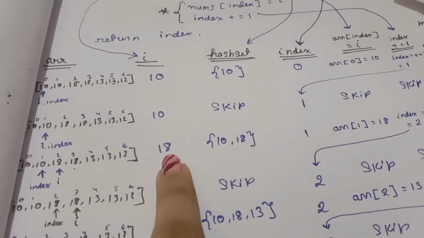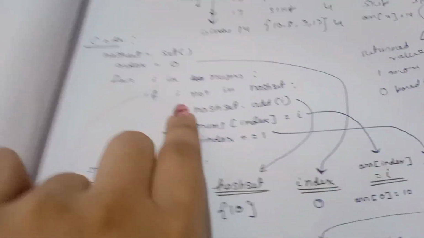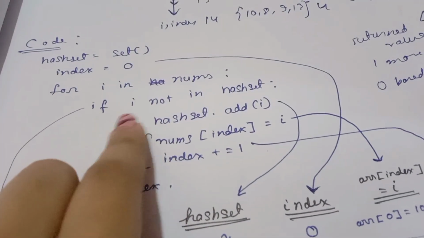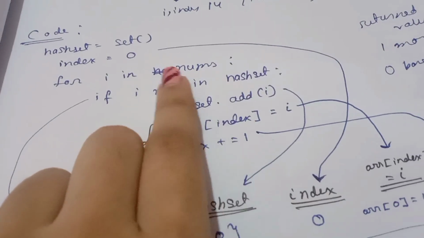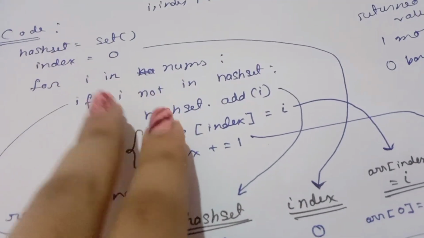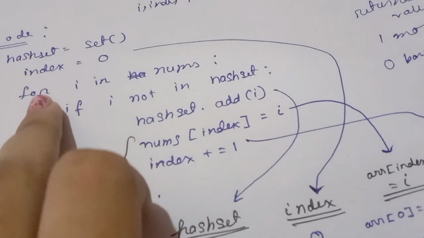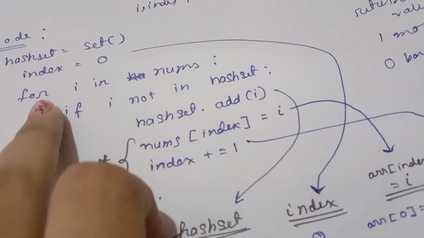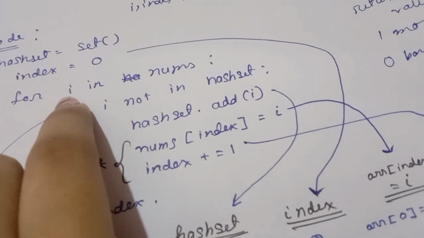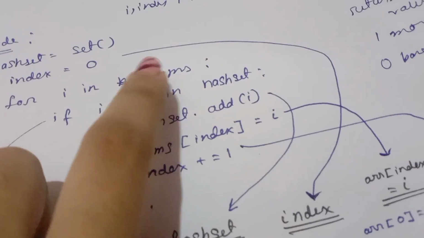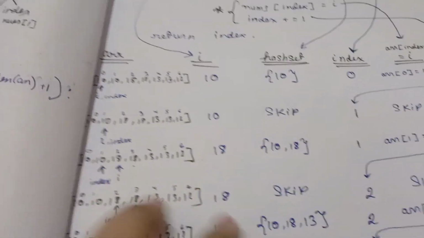So 18 is the element, and one can ask why I is the element. In this case we are not using any range function. If in a for loop we are using any kind of range function, in that case we are getting the indexes. But here, as we are just using for I in nums, I will directly indicate the elements in the nums array. So that is the reason why I is the element, not the index, in this case.